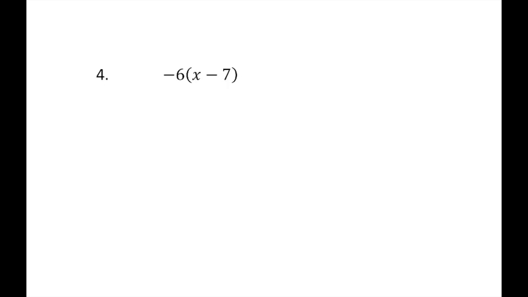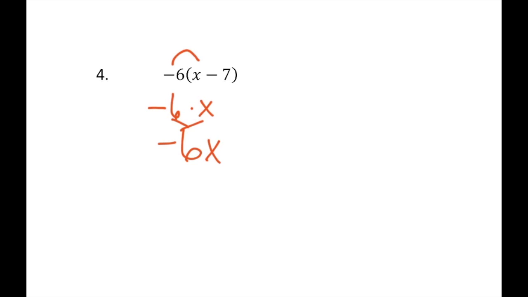Negative 6 times the quantity x minus 7. The first thing that I'm going to do is multiply negative 6 times x. Negative 6 times x is negative 6x. So I just went vertically down on that first part of the problem.